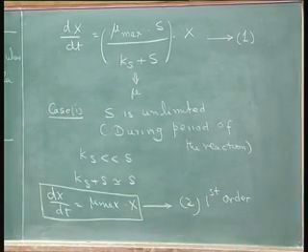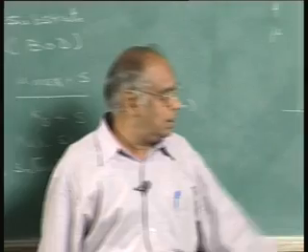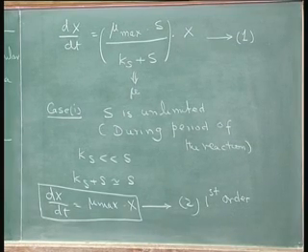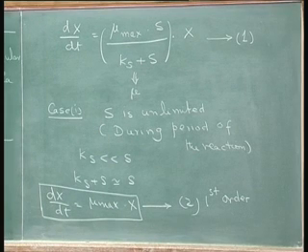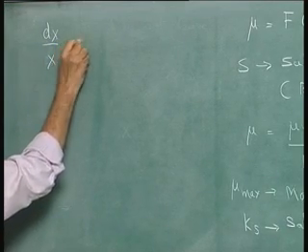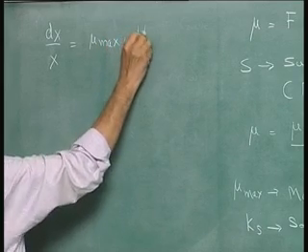I can solve this particular equation because mu max is constant and dx by dt depends upon the concentration of the microorganisms. So if you try to solve that equation now, it is very simple. dx by x is equal to mu max into dt.